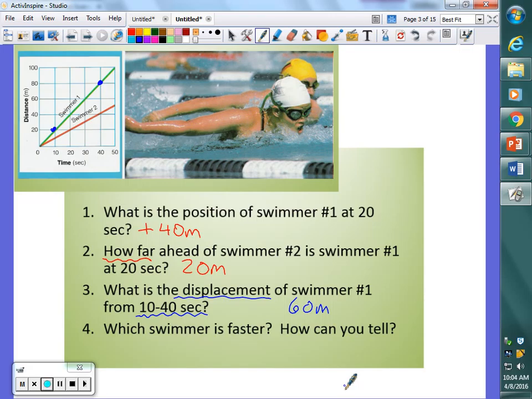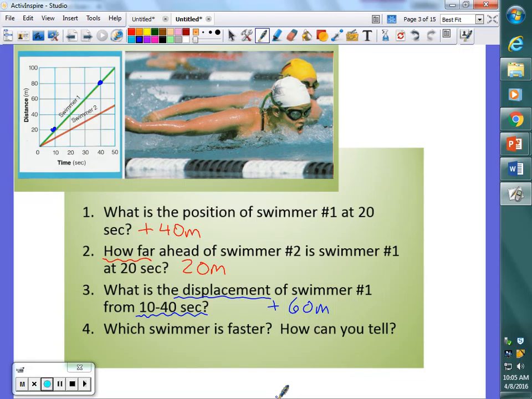60 meters, right? But displacement being a vector quantity means, what else do I have to tell you? Which way did I go 60 meters? Forward, right, or in the positive direction. Okay? Ronnie, does that help? How far are we from where we started? Right? That's what displacement basically is. Okay? Actually, I should say, how far and which way are we from where we started? Okay? All right, last question.